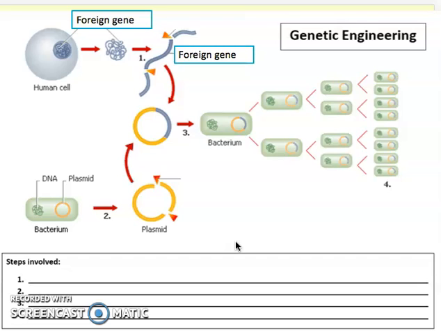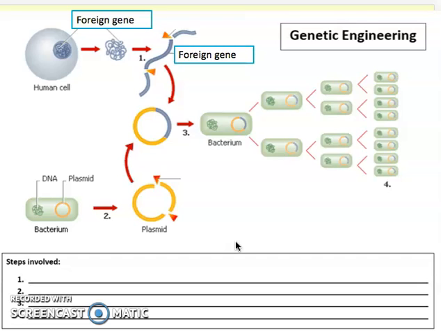So you have now got thousands of bacteria that release insulin. The scientists can then collect the insulin and it can then be distributed to pharmacies, and obviously people who are diabetic will be able to collect it and use that insulin.